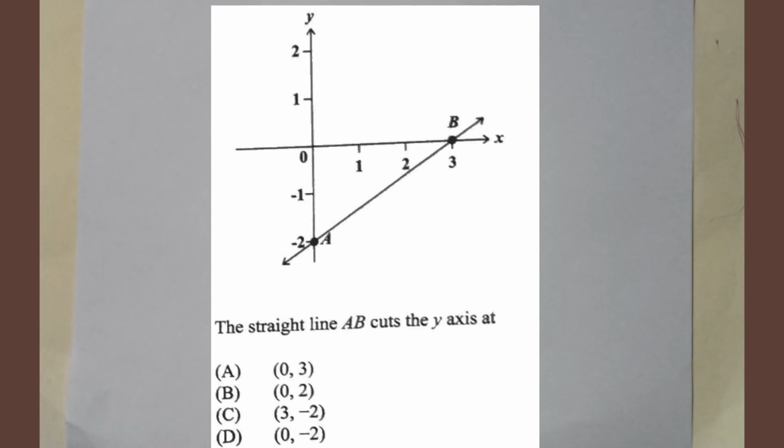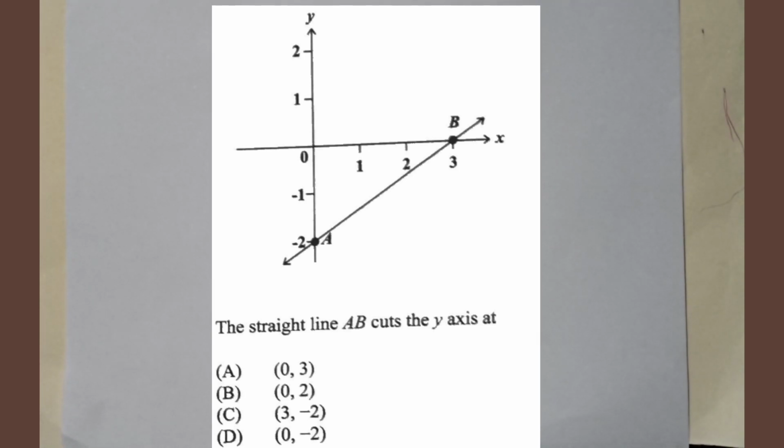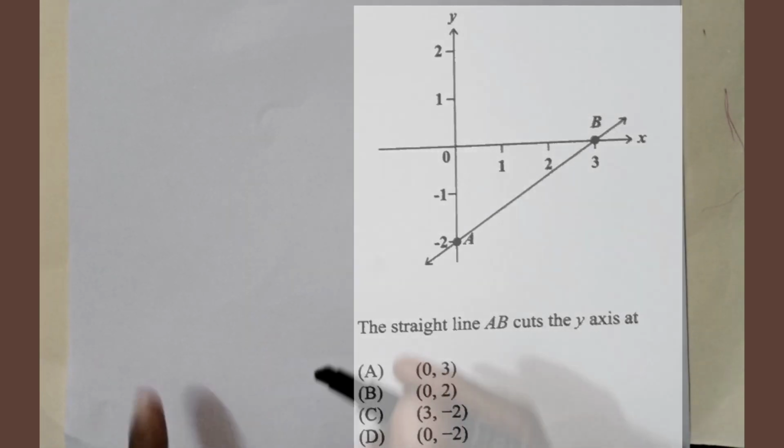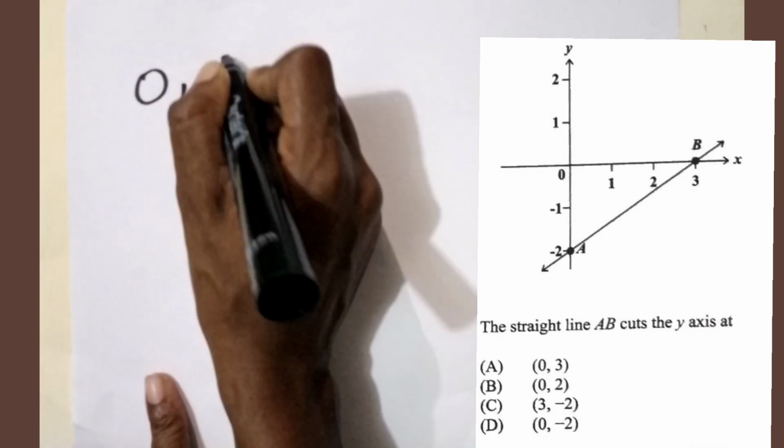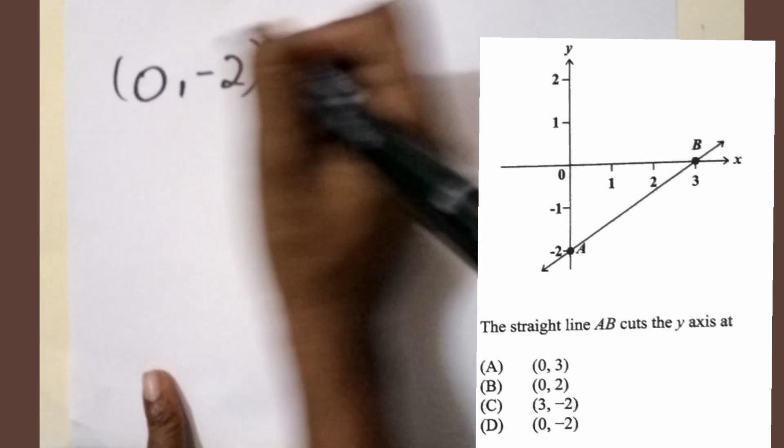0. The value of your x there is 0. And the value of your y is not a positive 2, but a negative 2. Right? The value of your y there is a negative 2. So your answer would be 0, negative 2, which is D.